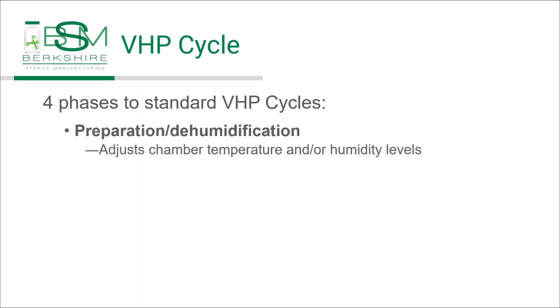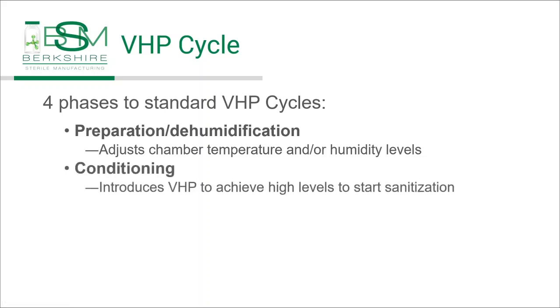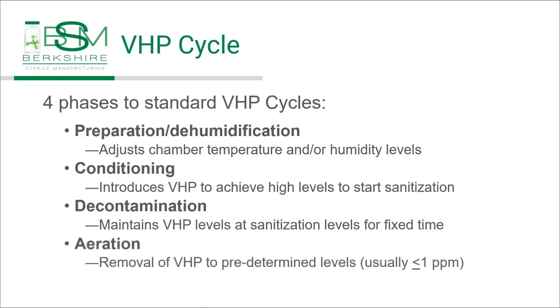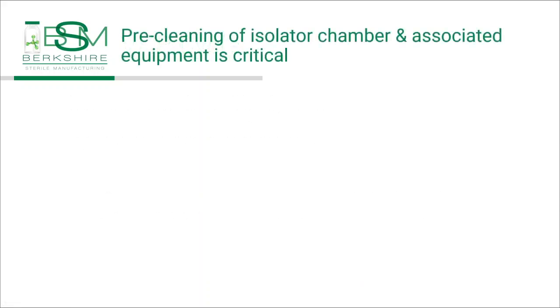There's a preparation or dehumidification phase. This adjusts the temperature and/or humidity levels. Then there's conditioning, which introduces VHP to achieve high levels to start the sanitization. Decontamination then maintains the high level of VHP at sanitization levels for a fixed period of time. And then aeration: once decontamination is done, air is pumped into the system to remove the VHP to predetermined levels, as I said before, usually less than or equal to 1 ppm.